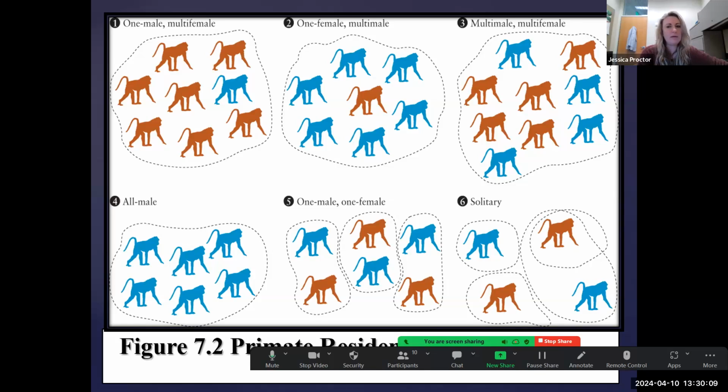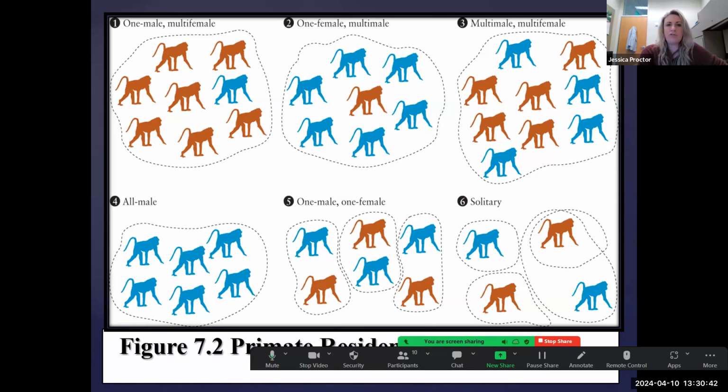The most common strategy for the primates is probably various forms of polygamy. So number one would be a one male multi-female group. We call this a harem group. That blue primate is representing the male, the red is representing the females. So we see the one male multi-female groupings in Hamadryas baboons and gelada baboons and gorillas and some of the other Old World monkey societies. So that's a one male multi-female group, also called a harem.